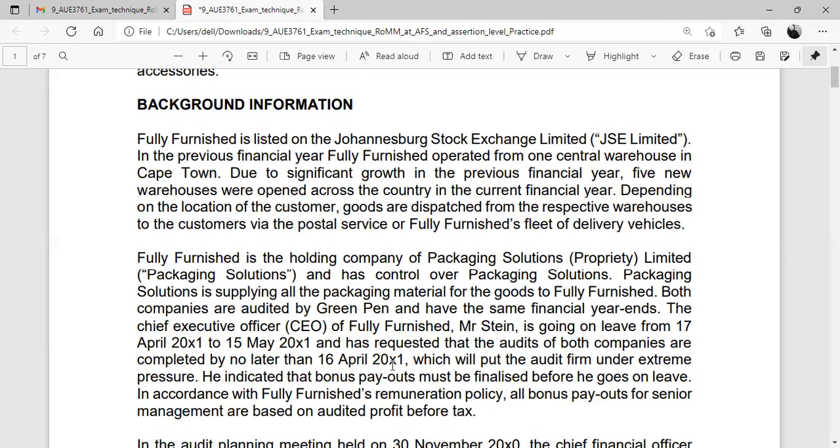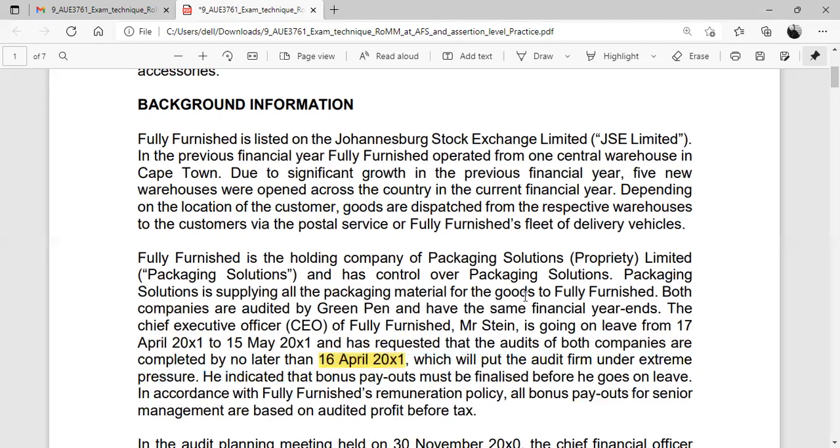So this means that you as the auditors only have about a month to complete this audit. I'm assuming that it's about a month, because we're not really given the date in which you are starting the audit, but you are given the date in which you are expected to be done with the audit. So the question goes on to say, this will put the audit firm under extreme pressure.